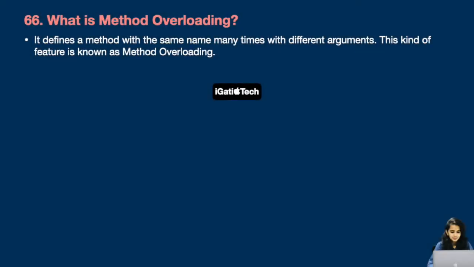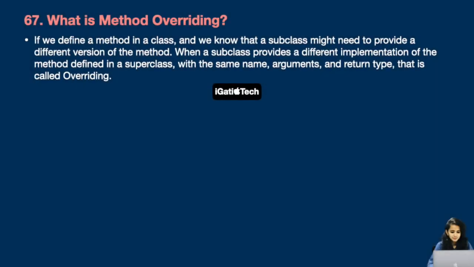Next, question number 66. What is method overloading? It defines a method with the same name many times with different arguments. This kind of feature is known as method overloading. Next, question number 67. What is method overriding?